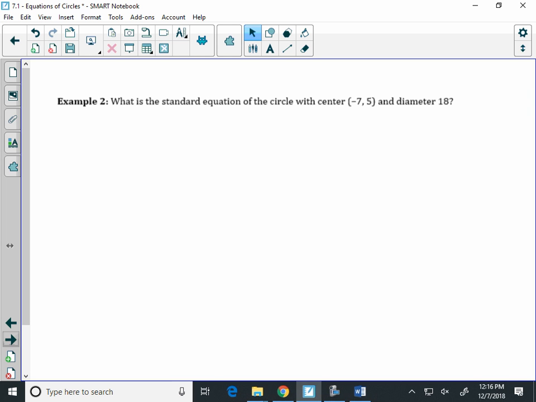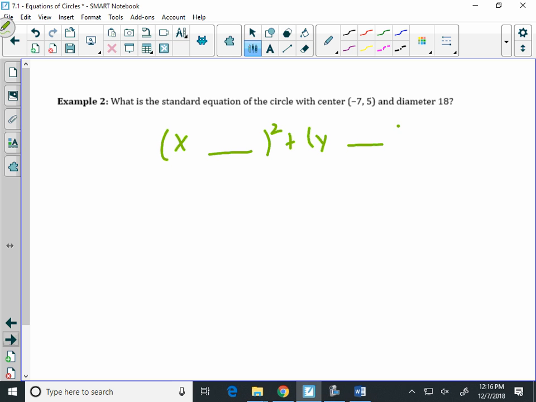Example 2 says, what is the standard equation of a circle with center negative 7, 5, and diameter 18? Alright, so we know when we write the equation of a circle, x something squared plus y something squared equals something, our radius squared. What happens to our values when we plug them in? The sign changes. So what's going to go in here with the x? Positive 7. Yeah, the x value of center is a negative 7. We plug it in, it turns positive. What's going to go in here with the y? A negative. Because the sign changes.